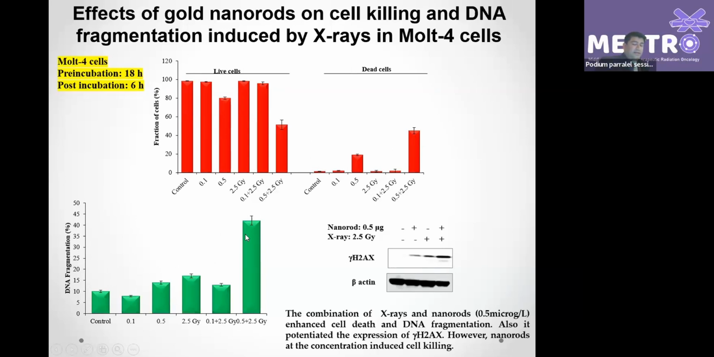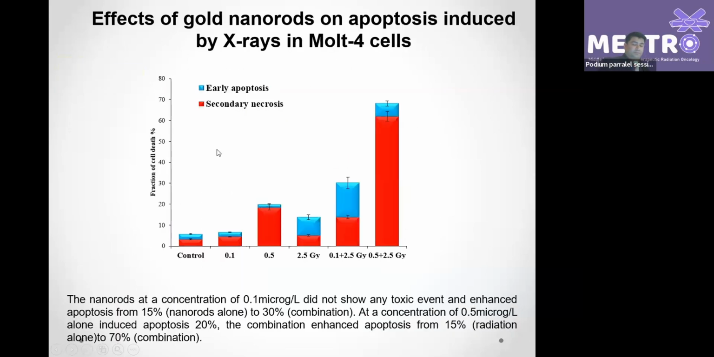Similarly, when we check at the DNA fragmentation level, the percentage of DNA fragmentation was completely increased in the combination treatment. What was interesting was that these nanorods are also able to induce a DNA damage response in combination with radiation. These are the fractions of cells. When we combine it with 0.1 dose, you can see about a 30% increase in cancer cell death. But if you combine at a 0.5 dose, you will see that about 65% of your cells are already going into apoptosis. This is a very exciting result to see.